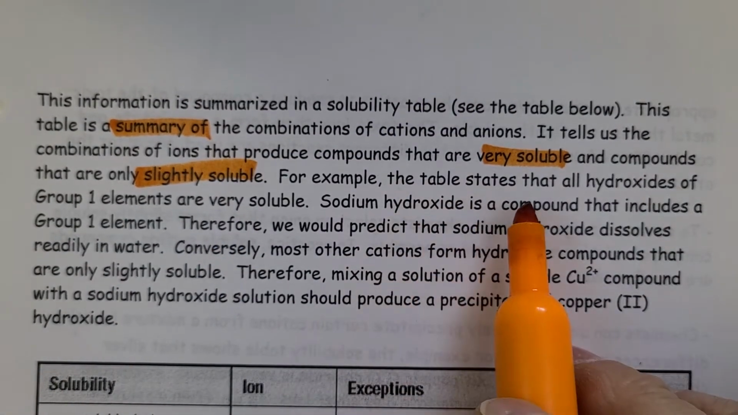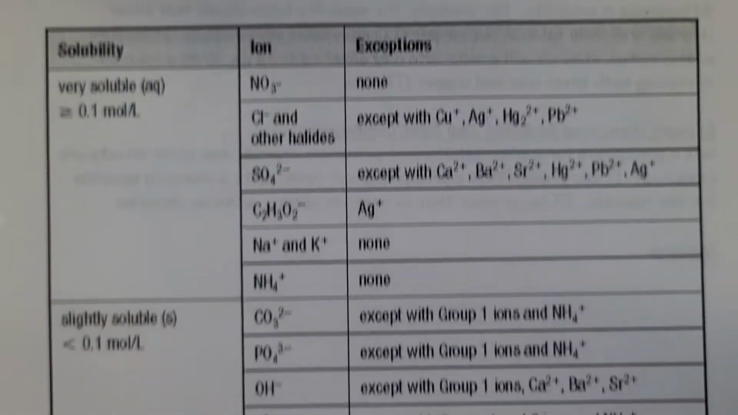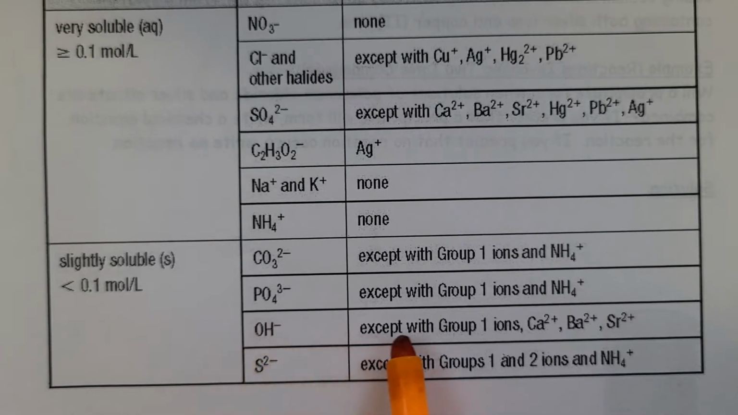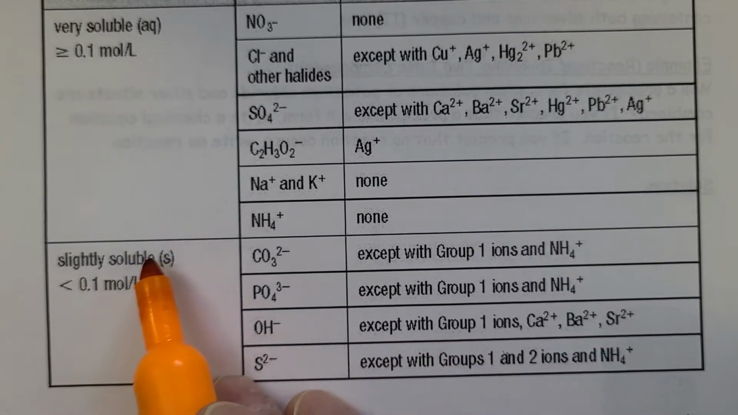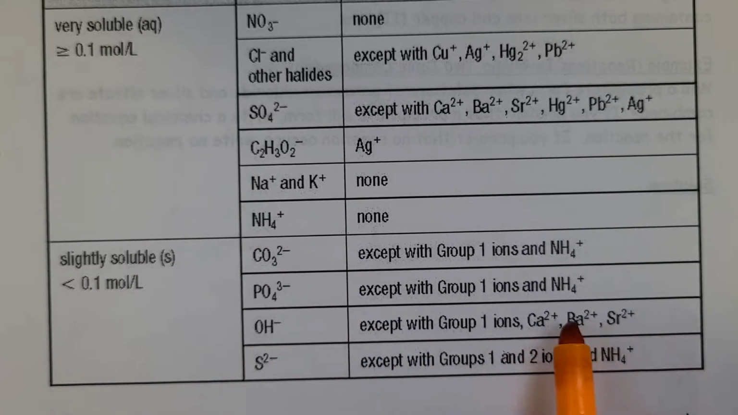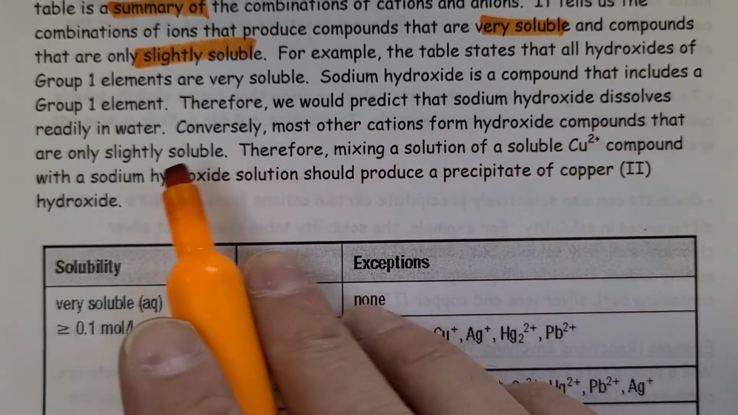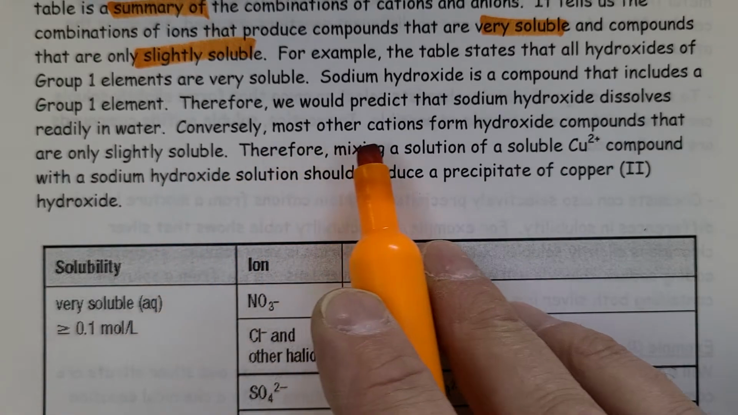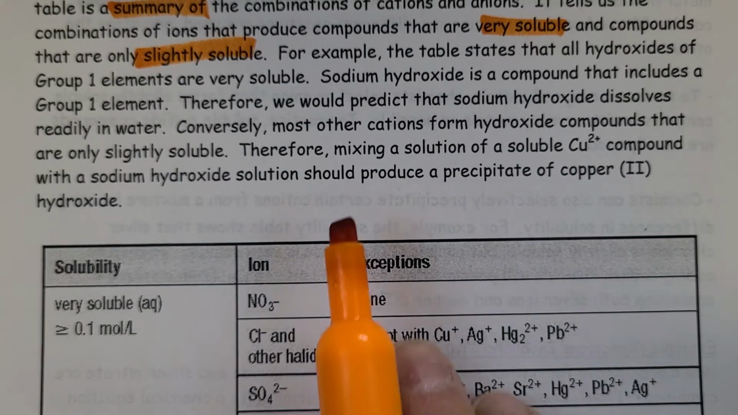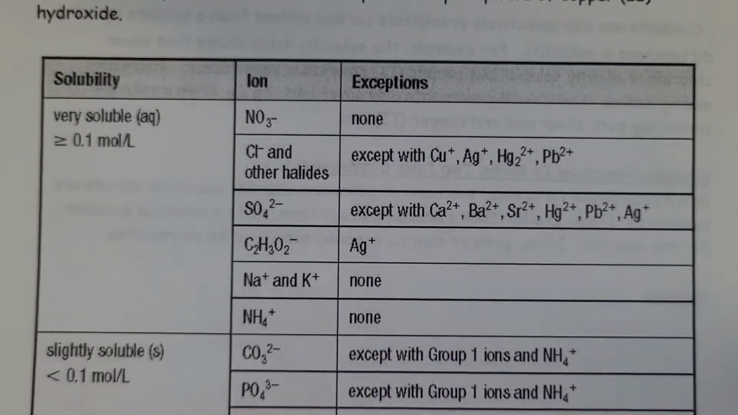So for example, the table states that all hydroxides of the group 1 elements are very soluble. So if you look down here, if I have hydroxide, and I go to this side, everything is slightly soluble, which means it forms a precipitate, except group 1 ions and also calcium, barium, and strontium. Therefore, we predict sodium hydroxide dissolves readily in water. Conversely, most other cations form hydroxide compounds that are only slightly soluble. Therefore, mixing a solution of copper with sodium hydroxide would make a precipitate.